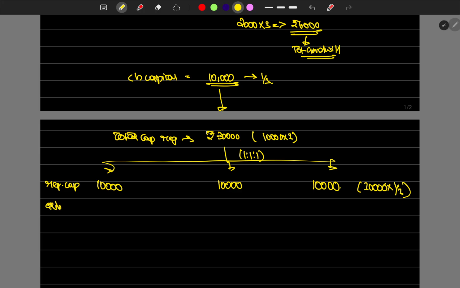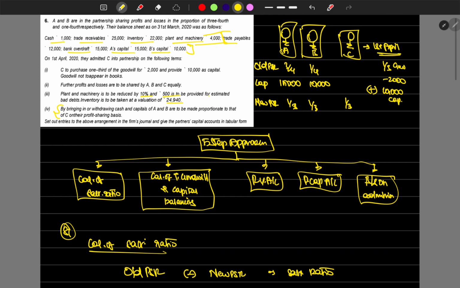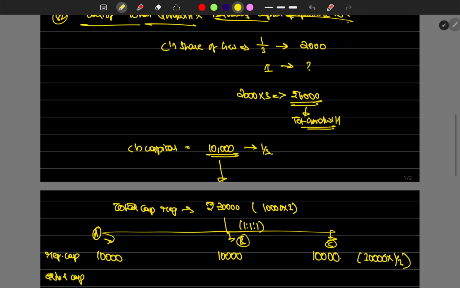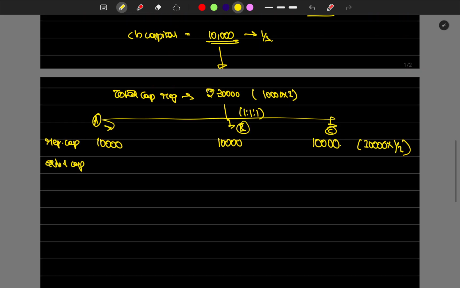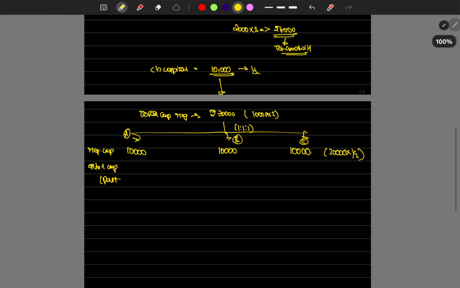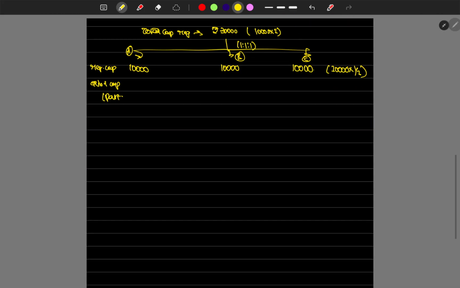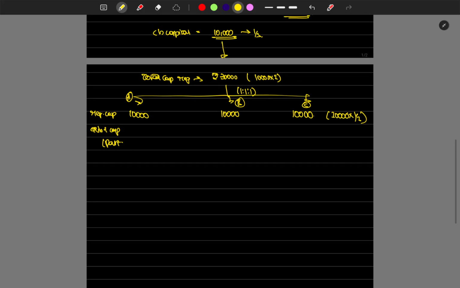What's the existing capital for A, for B, for C? Existing capital is 15,000, 10,000. Before preparing this requirement table, we have to prepare the partners' capital account, because there might be some revaluation, so there might be some changes in the profit. So we have to prepare the partners' capital account first, and then come back here. We'll leave this as it is and quickly get into the revaluation first.